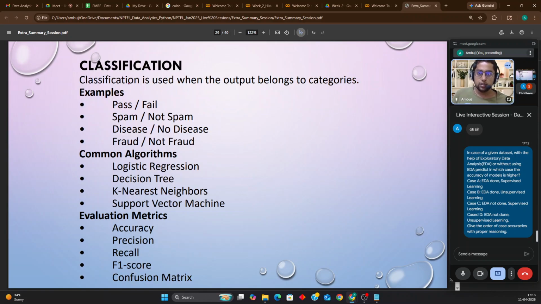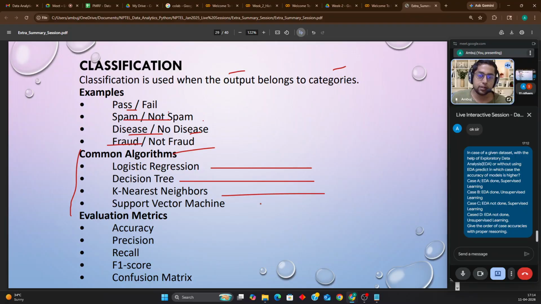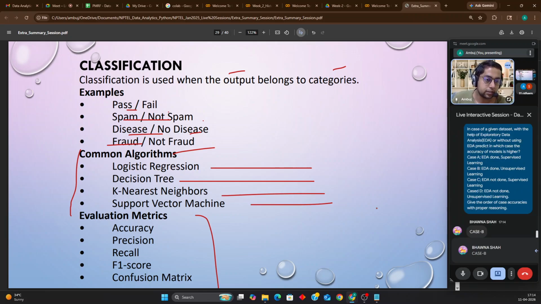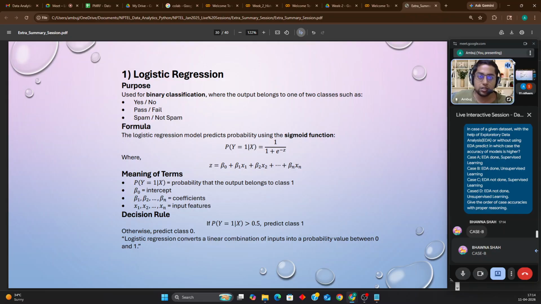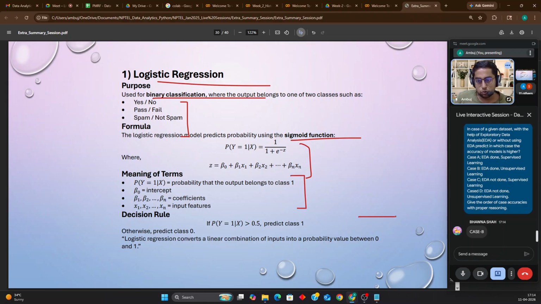In case of classification, it is often used when the output belongs to categories. For example, pass or fail, spam or not spam, disease or no disease, fraud or not fraud. Common algorithms used are logistic regression, decision tree, k nearest neighbor, and support vector machine. Evaluation metrics are accuracy and precision. Then logistic regression is just for binary classification, where the output belongs to two categories. The formula I have already told you, many of the terms I have already explained, and the decision rule we have also covered.